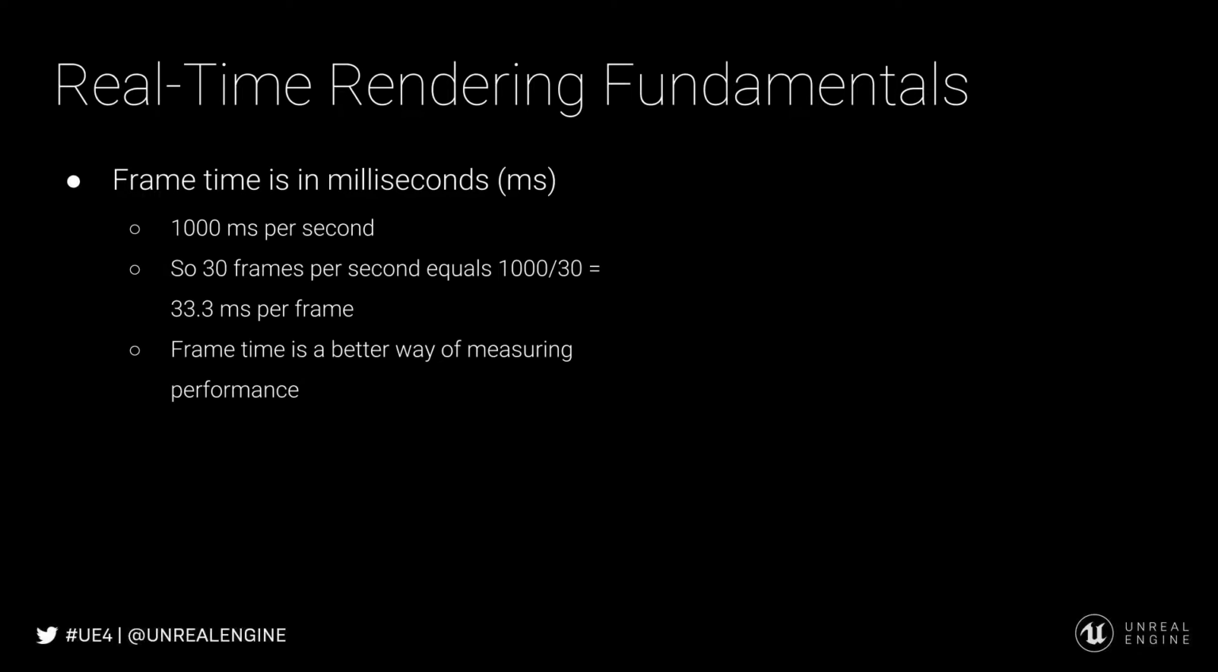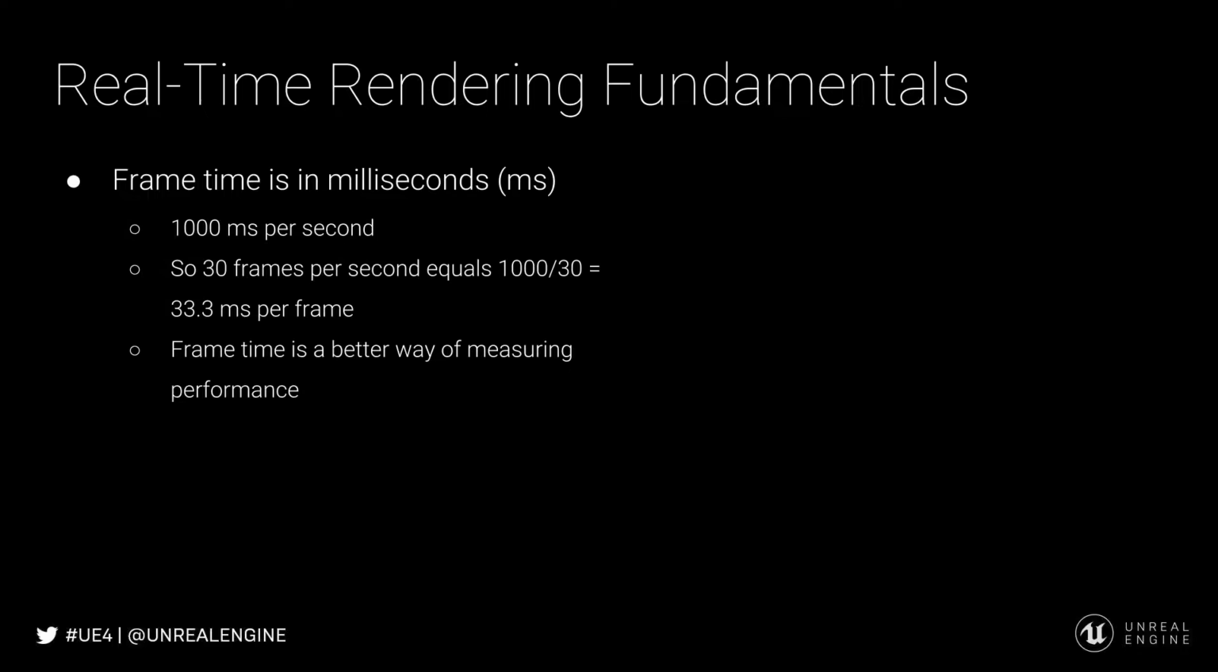But there's also MS. MS stands for milliseconds, and it's the unit that we rather use than frames per second. So rather than measuring performance and how the environment and the rendering is running in frames per second, we'd rather do this in milliseconds. That means there are 1000 milliseconds per second. So if you have 30 frames per second, it comes down to 1 second divided by 30, or 1000 in this case, divided by 30, and that is 33.3 milliseconds per frame.